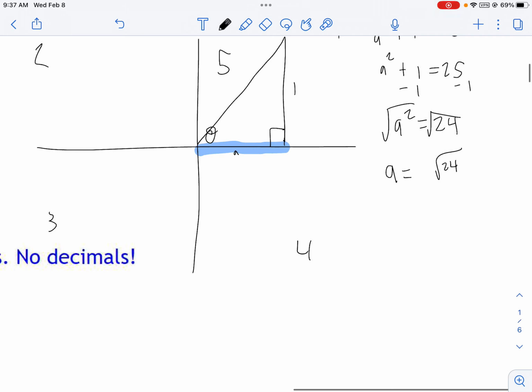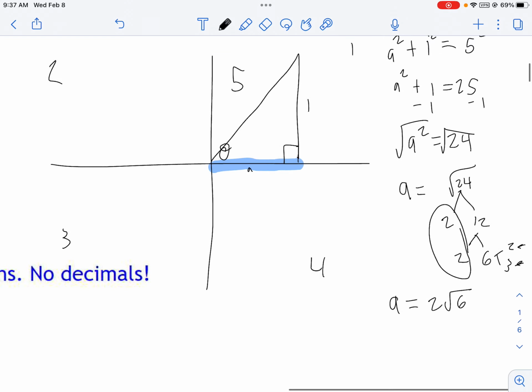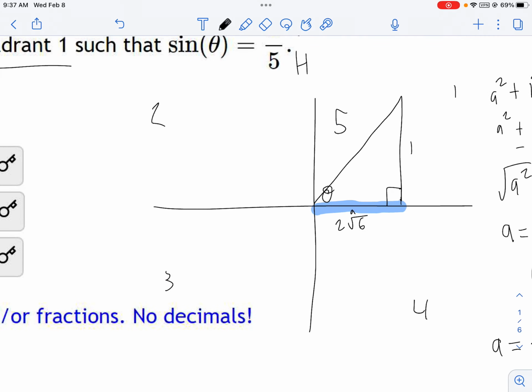Now 24 is 2 times 12, which is 2 times 6. 6 is 2 times 3, so that's not going to help you any further. You can pull out a 2, so you have 2 square root 6. Because if you break that down to 2 and 3, you don't have 2 of the same thing, which means you wouldn't be able to simplify it any further. So 2 square root 6 is your answer for that missing side.